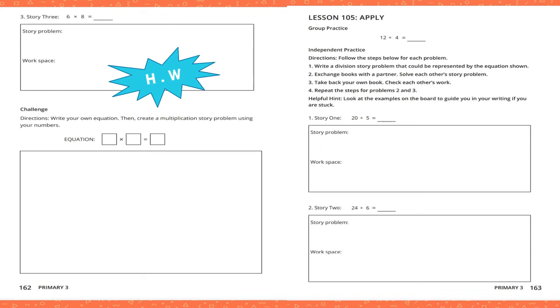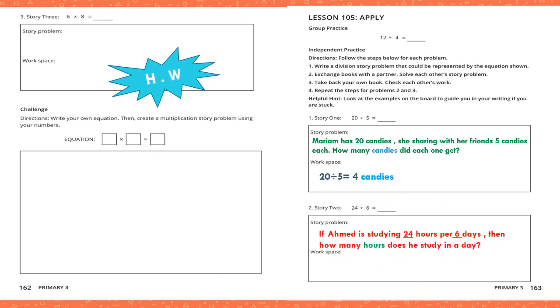Lesson 105, the applying part. Write a division story problem that could be represented by the equation shown. Mariam has 20 cans. She's sharing with her friends 5 cans each. How many cans did each one get? So, to know the number of cans each one gets, we have to distribute 20 cans into 5 groups. Distribute means divide. 20 divided by 5 equals 4 cans.